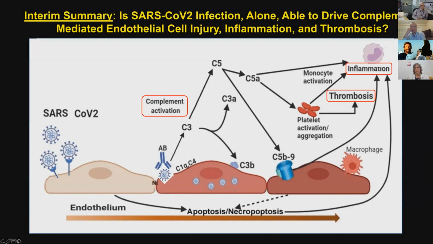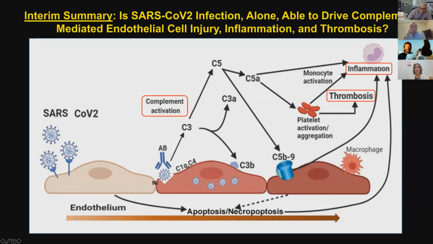So as an interim summary, we would suggest that many people have left it at this, that SARS-CoV-2 infection can drive endothelial injury through direct infectious processes, which lead to activation of various components of complement, which then in turn cause further endothelial injury, but they also cause platelet activation and thrombosis.